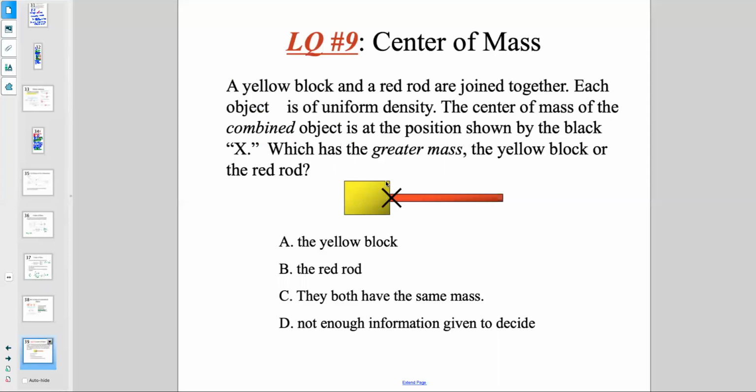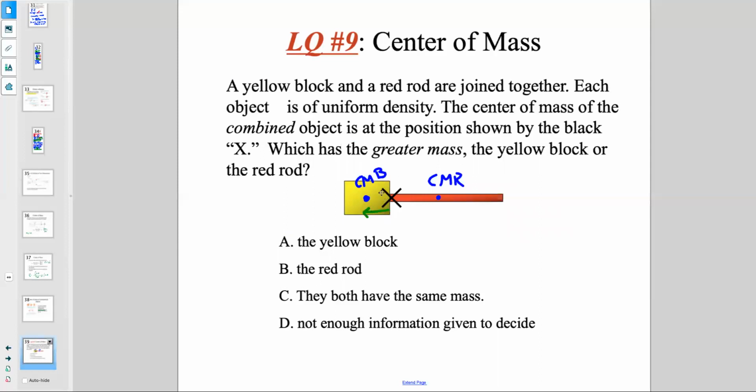I can say that I have a block, and I can consider all the mass of the block as being located at the center. So this is the center of mass of the block. And I can consider all the mass of this rod as being located at the center of the rod. So the center of mass of the rod is right there.